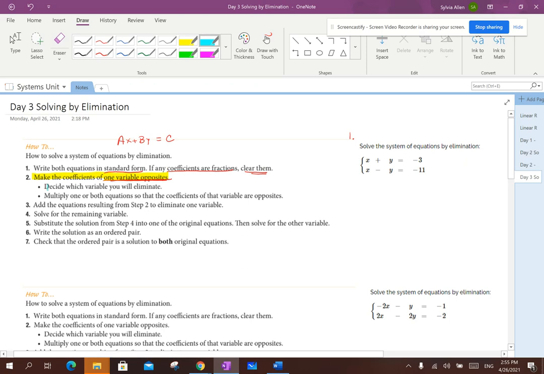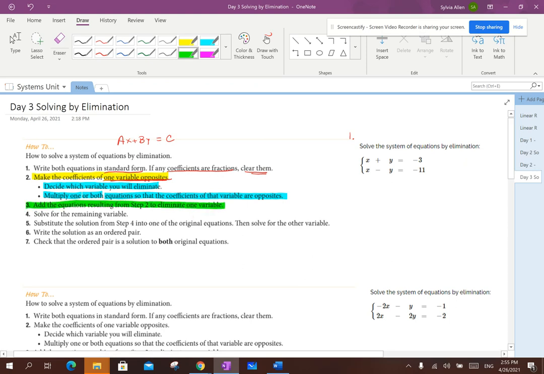So the first thing you would do in order to make that happen is, sometimes it's already ready, but sometimes you have to decide which variable you want to eliminate. And then you either have to multiply one or both of those equations so that the coefficients of the variable are opposites. All right, so after you do that, then you just simply add the equations together.